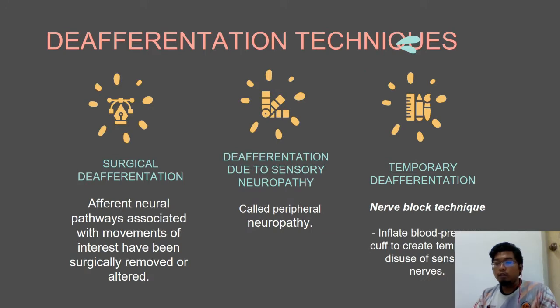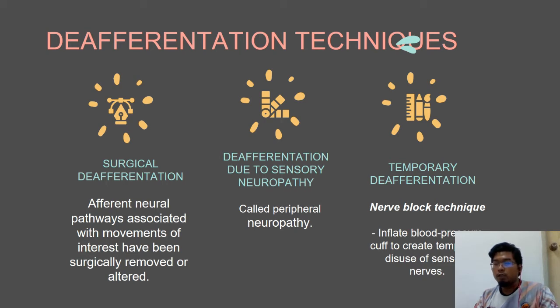There are three deafferentation techniques. The first one is surgical deafferentation. Afferent neural pathways associated with the movement of interest have been surgically severed or removed, but the person can still perform the skill, but the degree of movement position accuracy was notably less than it had been with proprioceptive feedback available. So no problem with accurate positioning, but problems reproducing the movement distance from the starting point.